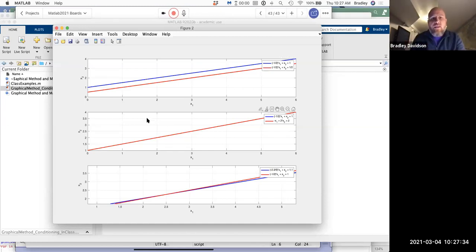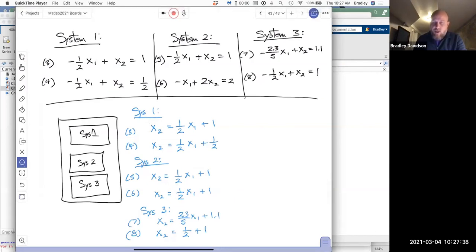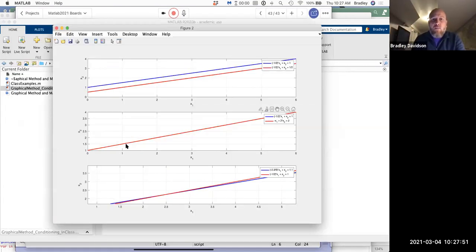And then looking at system number 2, we have the same slope and the same intercept with these 2 equations that were given here. All right, so again, what this is saying is not that we don't have any solution, but we have an infinite number of solutions as we work our way along these 2 lines. Okay, so those 2 lines are on top of each other.